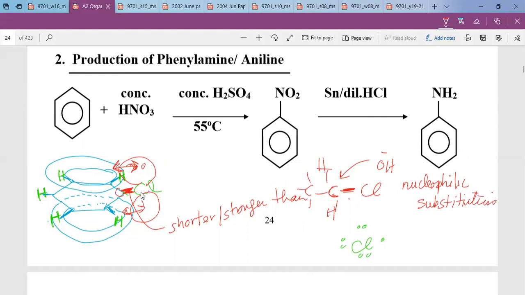Okay? Right? I don't know whether it's off or not, but the lightning.